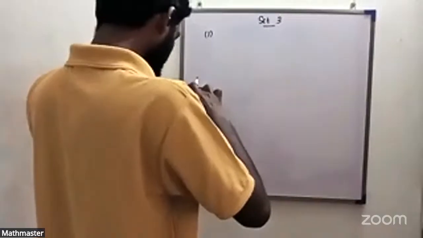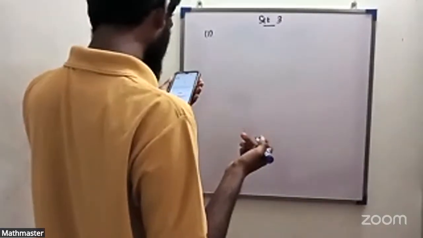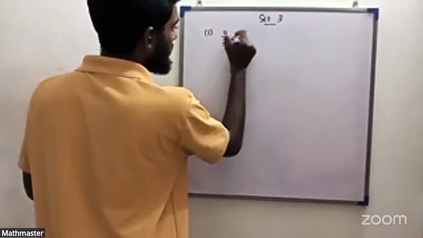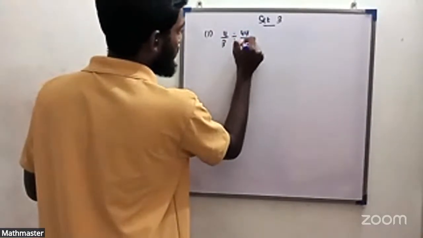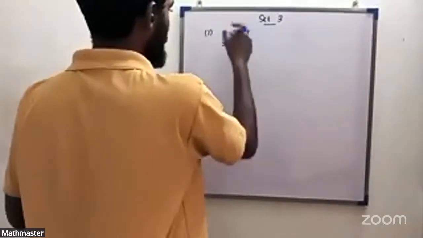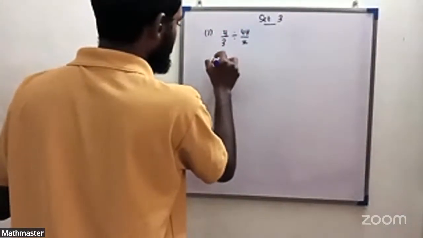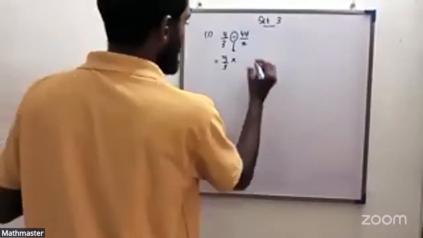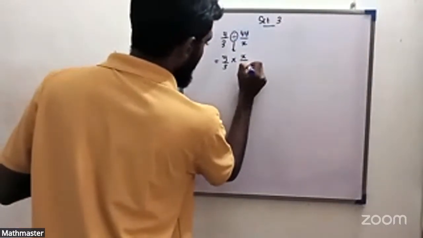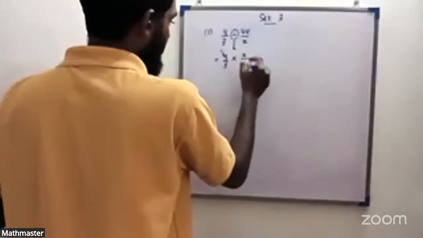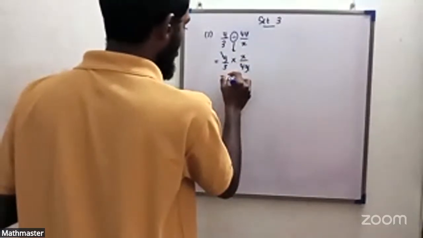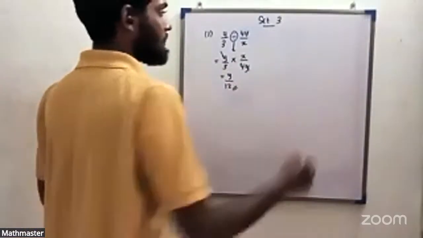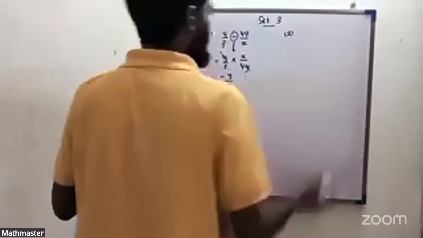Question number 1 says simplify y over 3 divided by 4y over x. It's easy to solve. Just have this y over 3 here. Then this division becomes multiplication, and this becomes the reciprocal, x over 4y. y cancels. Then the answer is y over 4 times 3, which is 12. The answer is y over 12. Question number 2.